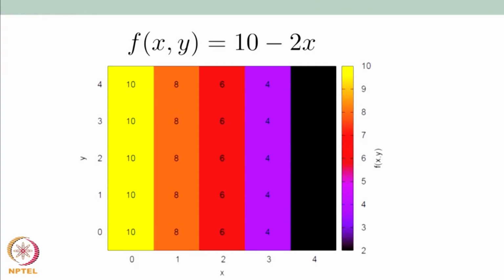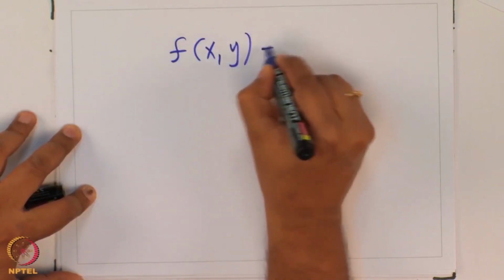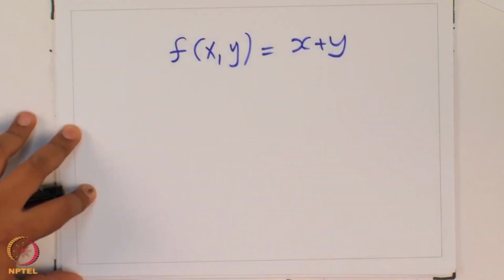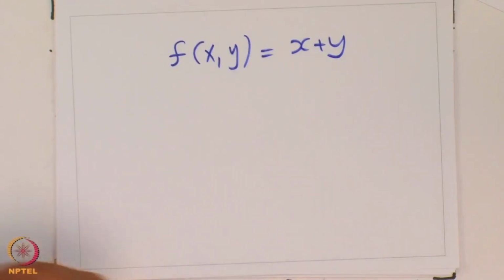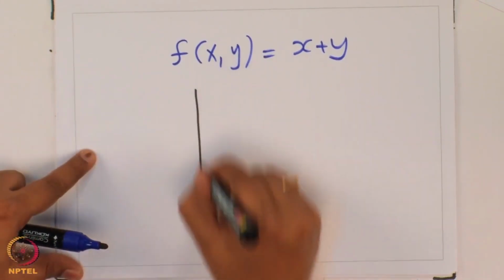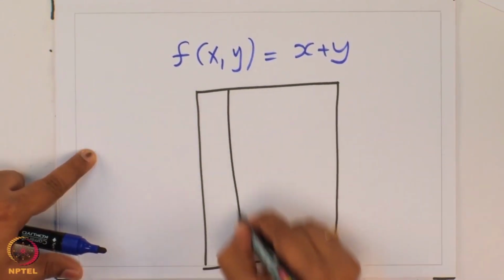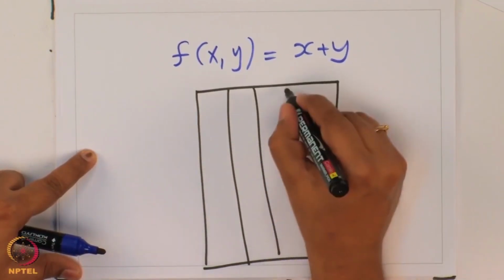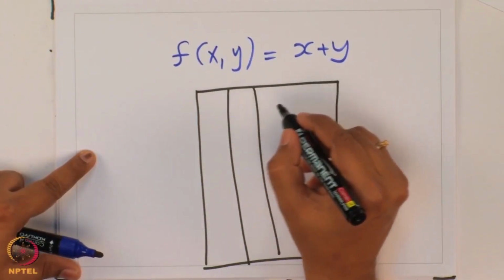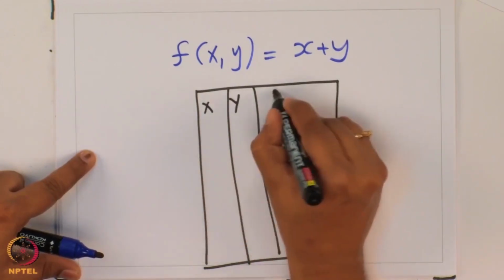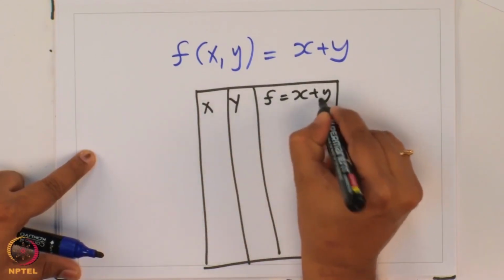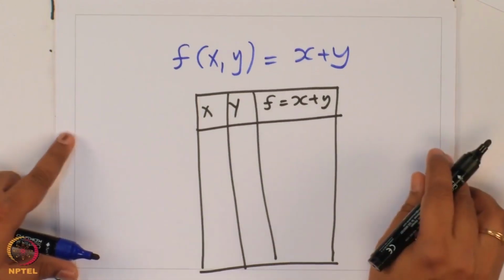As we said, the Z or f as x plus y, where we will actually take a y value. So we will write f of x comma y is x plus y. Now if we make a table for this, how will that table appear? So let us make a table for this. I will take x, y, f is equal to x plus y. This is what I want to have.